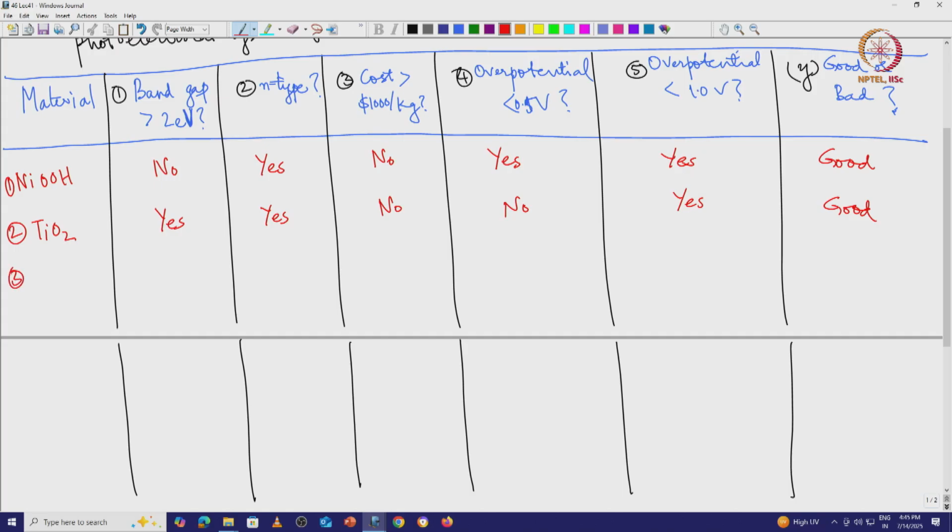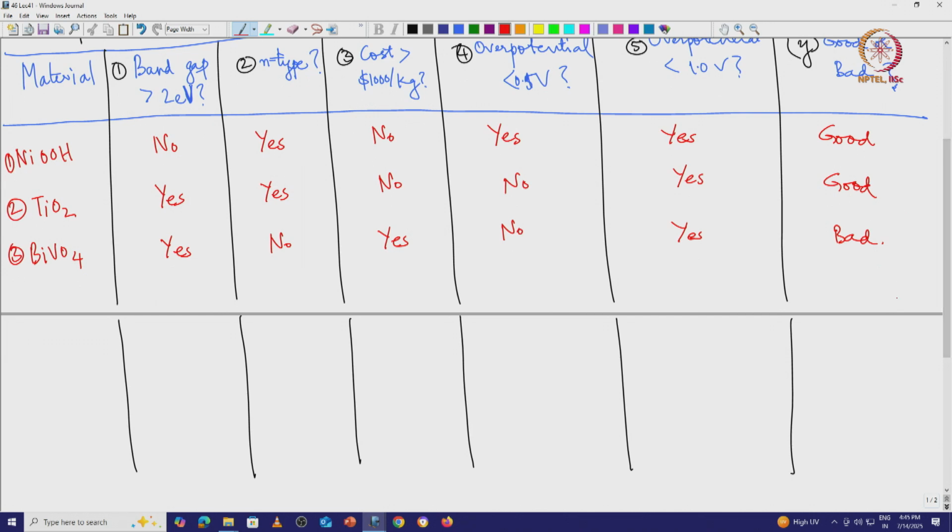The next one is called BiVO4, bismuth vanadate. Again the band gap is greater than 2, so it can absorb light. It is not N type, its cost is greater than 1000, over potential is not less than 0.5, it is less than 1 eV though, but it is a bad photoelectrocatalyst, right. This is of course subjective whether it is good or bad. You can just think of it as data that has been given to you, and it may or may not be factually correct, right.